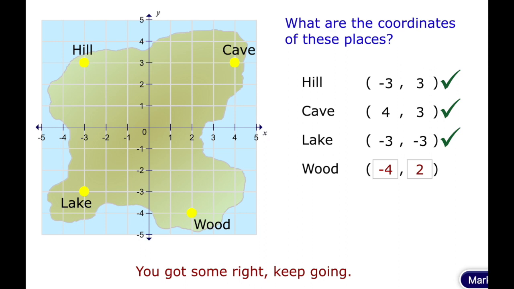So, looks like Mr. Looker's made a mistake. Got the hill, the cave, and the lake correct, but the wood he's got wrong. What was my mistake? Yeah, that's right. Silly Mr. Looker. He's read the coordinates round the wrong way. The correct answer should be 2, -4.